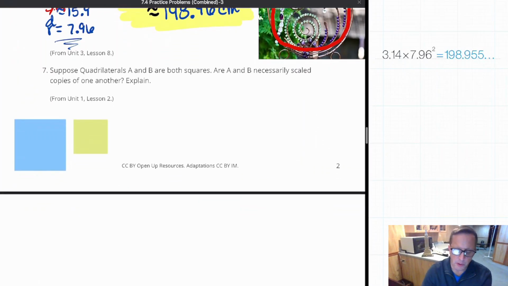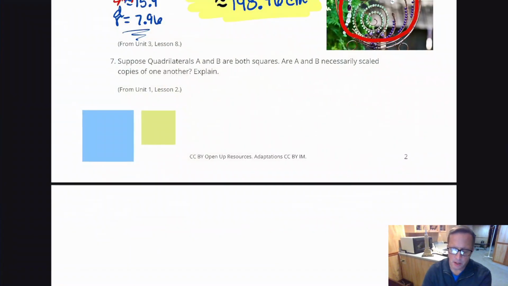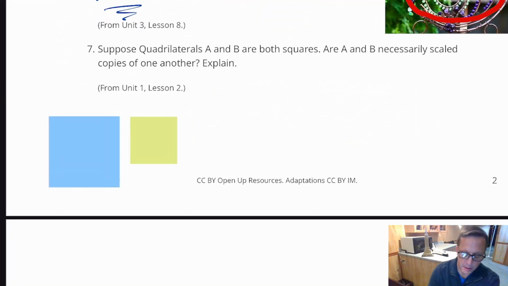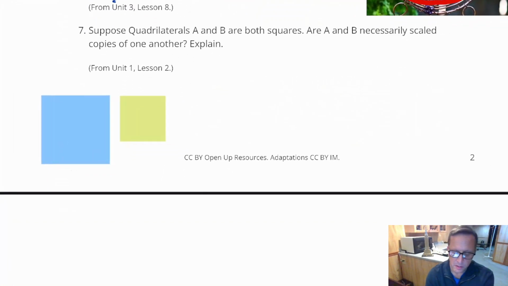All right, now this next question is a throwback question, which is asking us to figure out whether they're scaled copies of one another. And all it says about quadrilateral A and B is that they're squares. Now, the thing is that squares, very much like circles, are always going to be proportional. Always. It does not matter if one is smaller than the other one or bigger. A square is always going to have a scale factor.